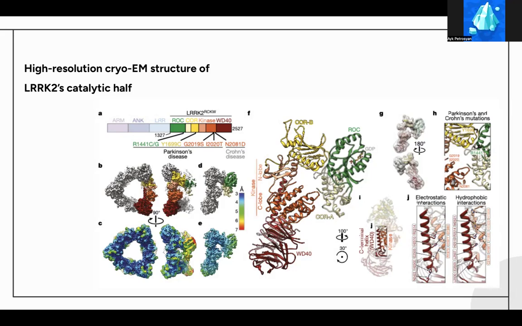Parkinson's disease mutations such as G2019S and I2020T reside within the loop or at interdomain interfaces, underscoring their potential to destabilize regulatory architecture and promote pathogenic behavior.